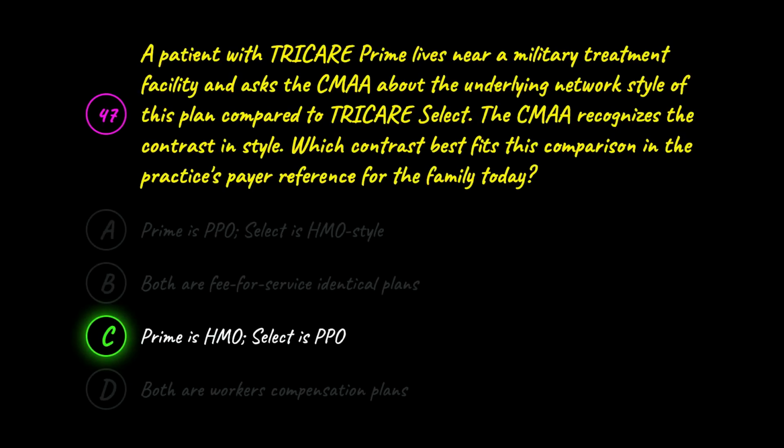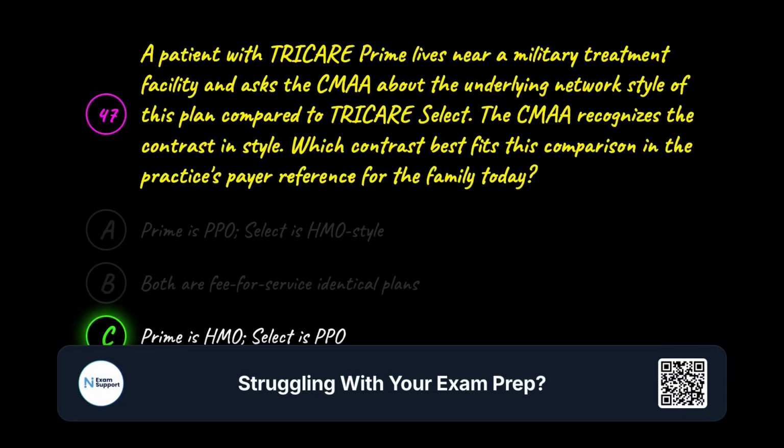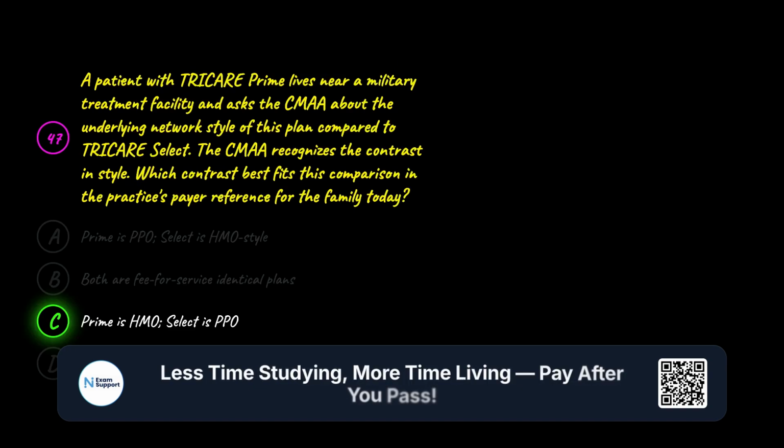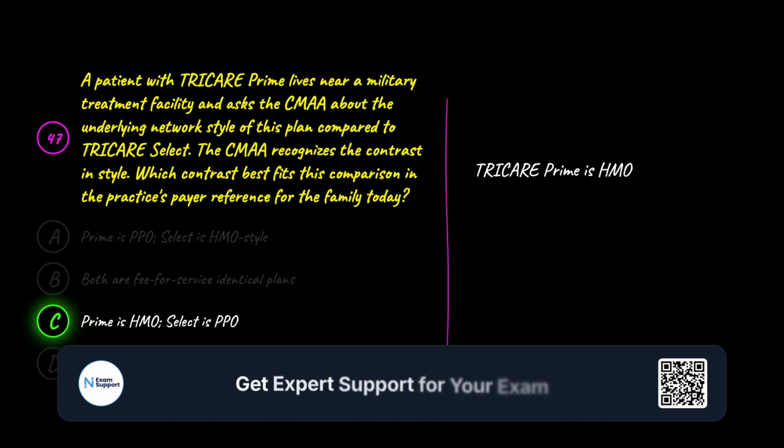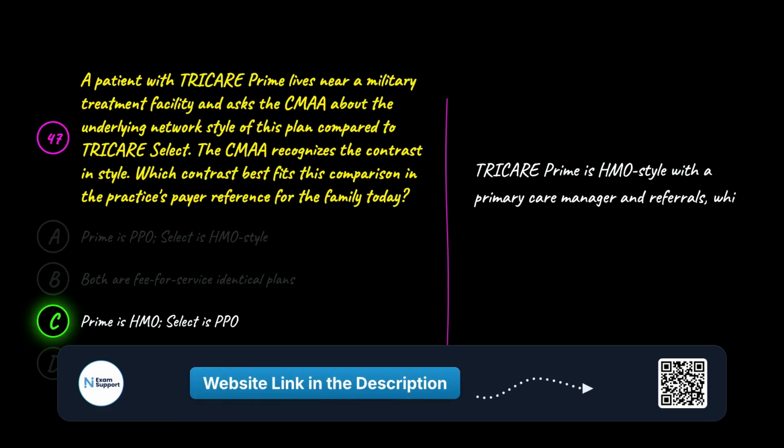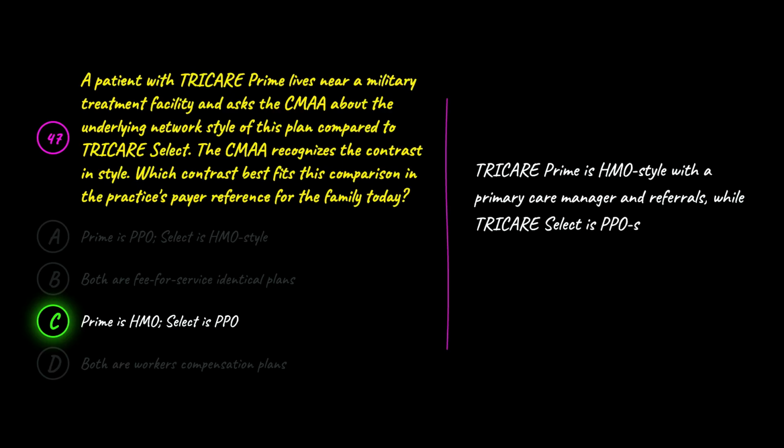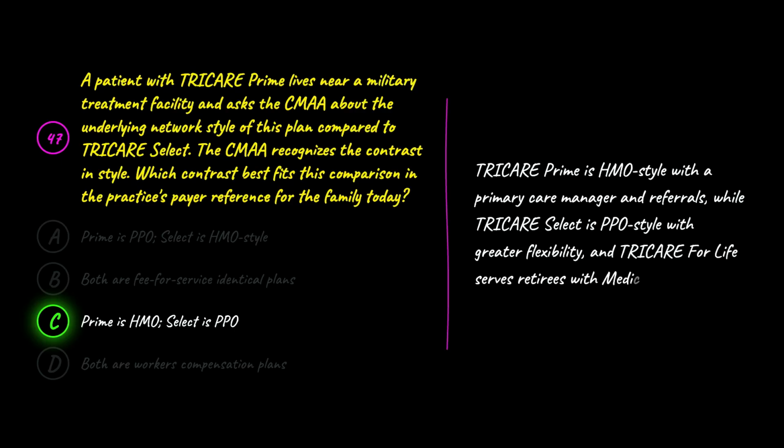The correct answer is C. Prime is HMO, Select is PPO. C is correct because TRICARE Prime is HMO style with a primary care manager and referrals, while TRICARE Select is PPO style with greater flexibility, and TRICARE for Life serves retirees with Medicare.